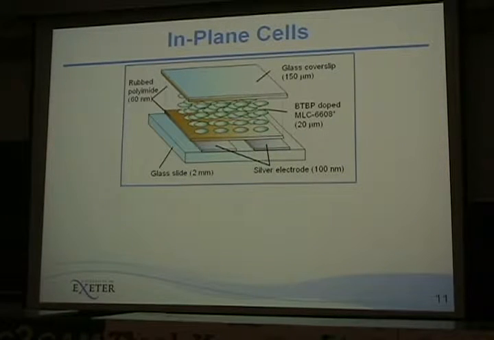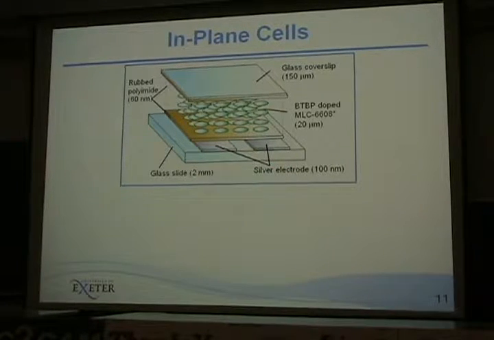So after looking at the beads, we decided to then see what other sort of defects we could look for, what other sort of structures. And so we decided to actually look at in-plane cells. So here's a schematic of the sort of stuff we're looking at. This time we've got no beads inside the cell, we're purely producing the defects by applying electric fields.